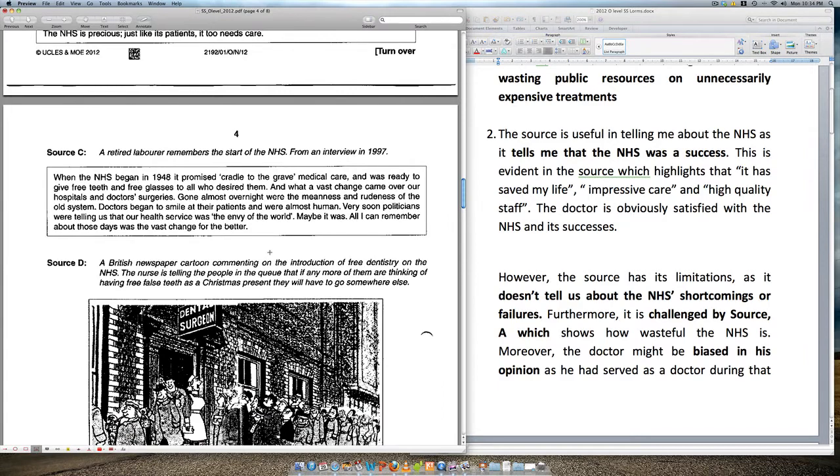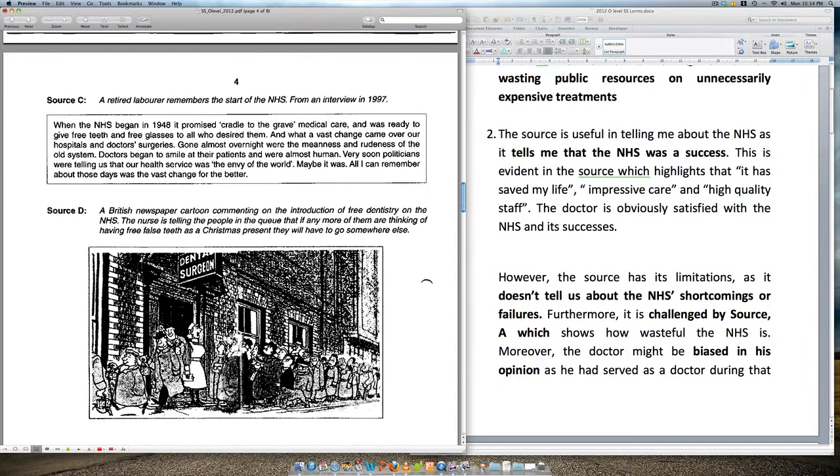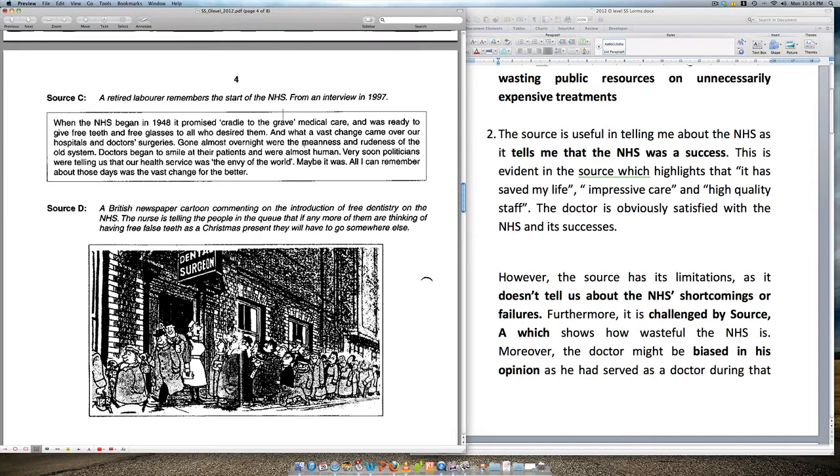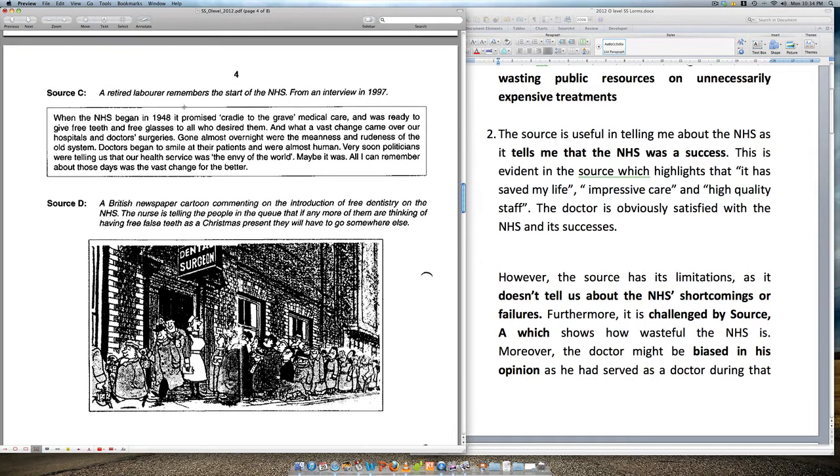So, having a quick look at source C and source D, we see a labourer who's saying good things about the NHS and things like doctors began to smile. Overnight, the meanness and rudeness were all gone. Okay, so basically he's happy with the NHS.